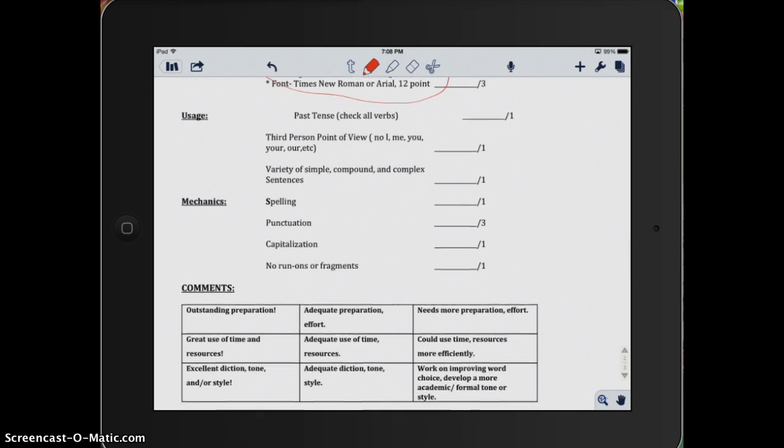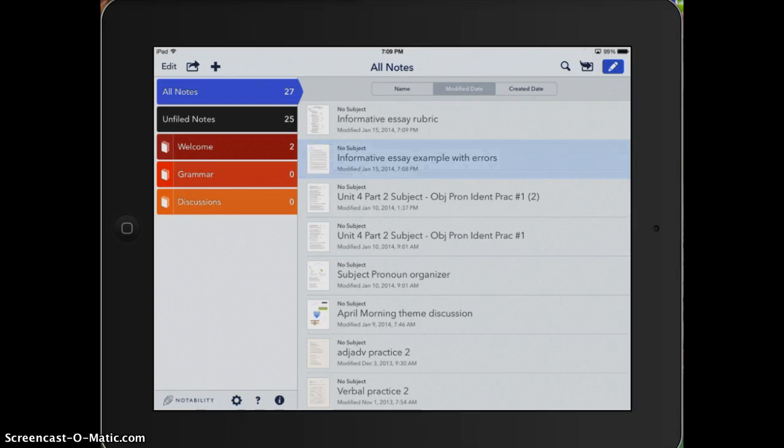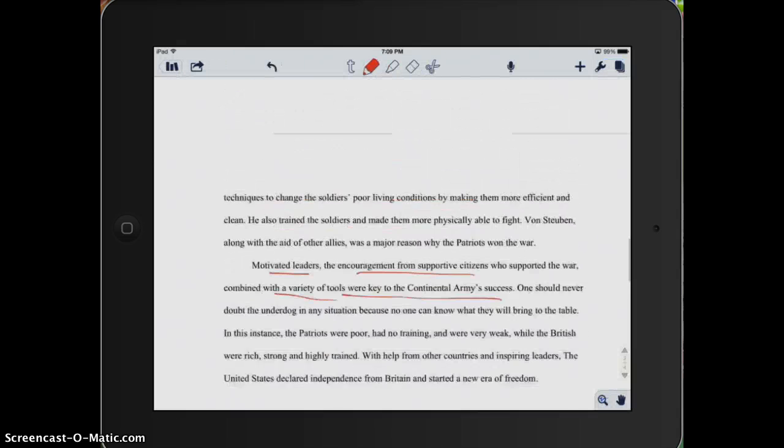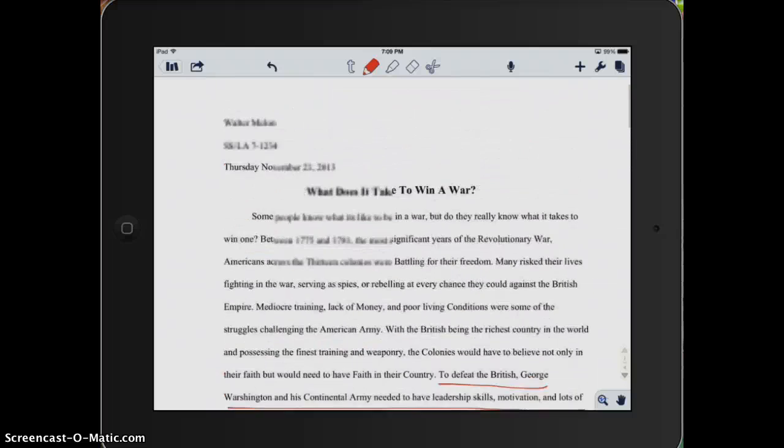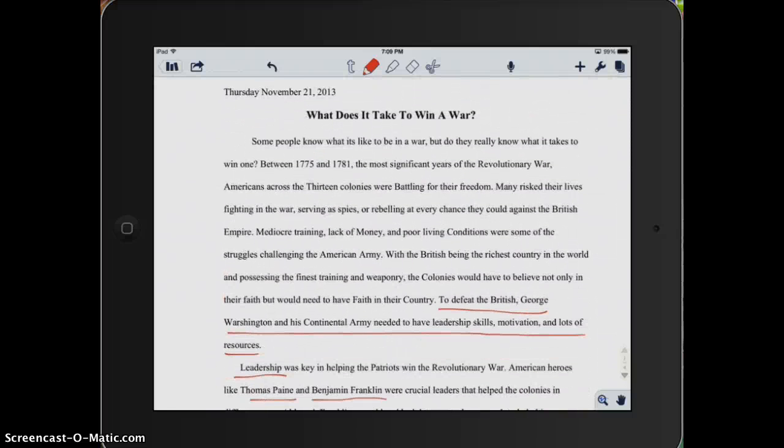Make sure that your grammar is correct, your mechanics, your spelling, punctuation, and capitalization. Here's how we're going to proofread. Let's go to the introductory paragraph, and we're going to proofread for spelling, punctuation, and capitalization. All right, let's take a look at the very first sentence. Some people know what it's like to be in a war. The very first sentence. I hope this caught your eye.